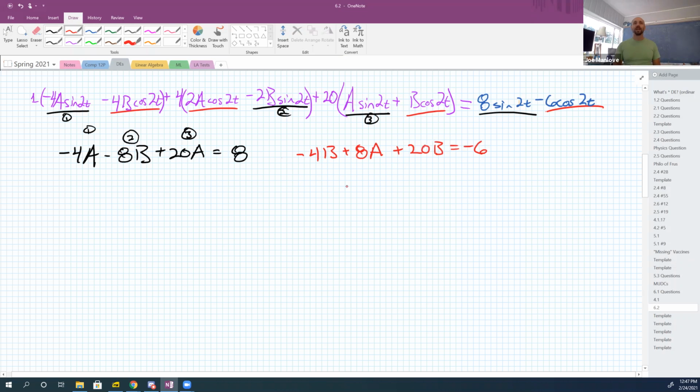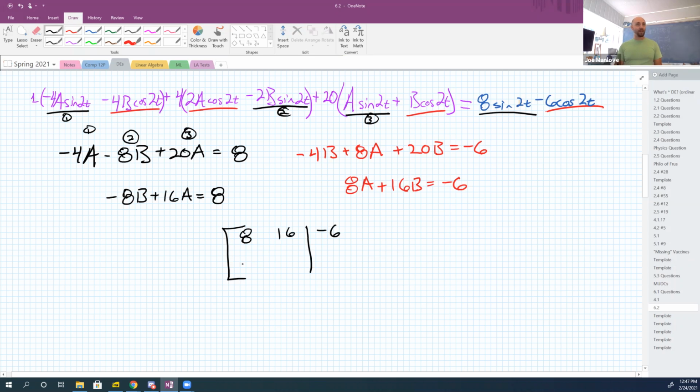Let's see. And it feels like I can do a little bit of simplification. So I've got 8a plus 16b equals negative 6. And on the other one, I have negative 8b plus 16a equals 8. So bringing my two classes together again, that means I have an augmented matrix system that looks like this.